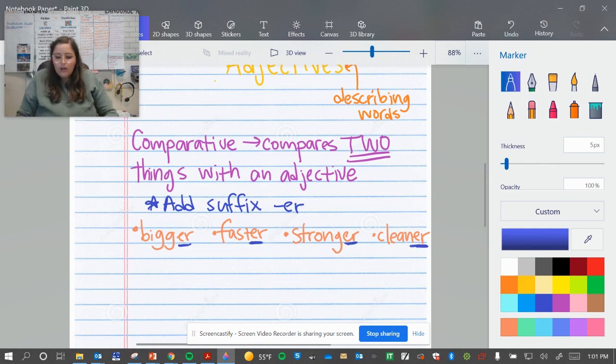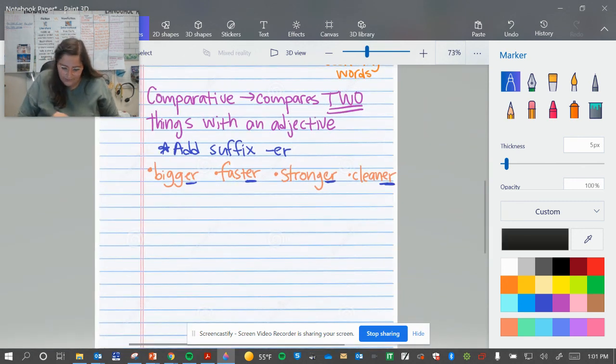ER compares how many things? Two, right? We can compare them by their size, their color, their shape, their cleanliness, their strength, their speed. We can compare anything with that adjective that ends in ER. There are some exceptions to the ER rule, but we're going to talk about those next week. So that's comparative.